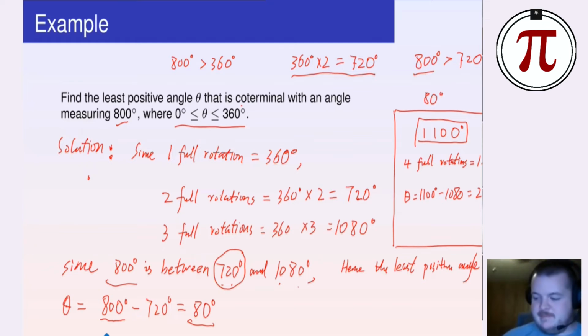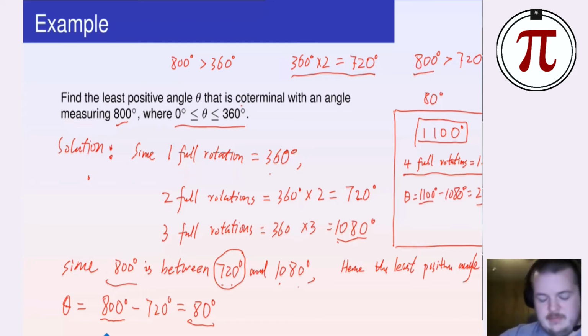So we can build on this previous example. As 1 full rotation is 360, 2 is 720, and 3 is 1080 degrees, it's easy to know that 4 rotations is going to be 1440 degrees. And we know that 1100 is between 1080 and 1440. So therefore, my theta is 1100 minus 1080, which is just 20 degrees.